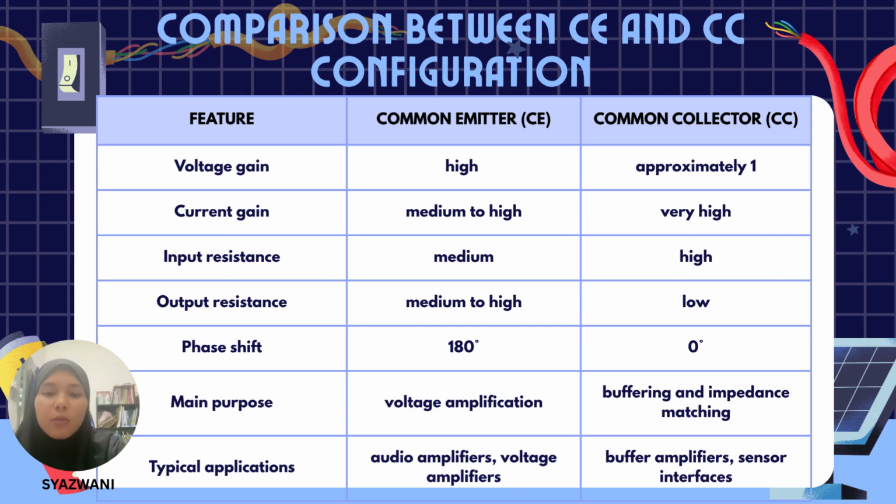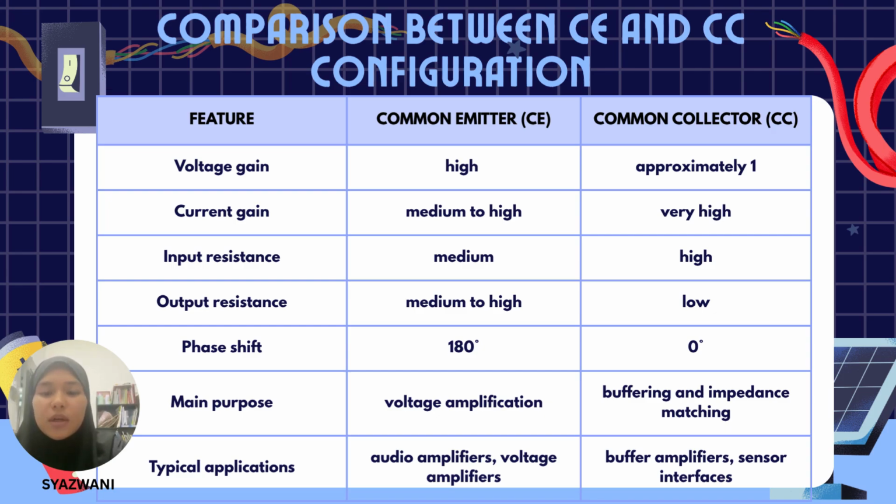Okay, so this table compares the characteristics of the common emitter and common collector transistor configurations. First, the common emitter configuration provides a high voltage gain, making it suitable when a large increase in signal voltage is required. In contrast, the common collector configuration has a voltage gain close to 1, so it does not significantly amplify voltage. However, the common collector has a much higher current gain and a lower output resistance. This makes it ideal as a buffer because it can drive low resistance load without weakening the signal.